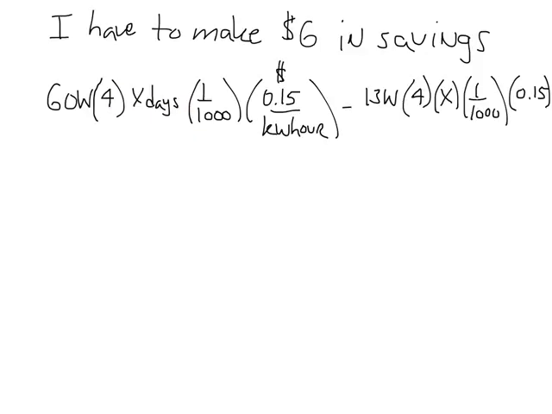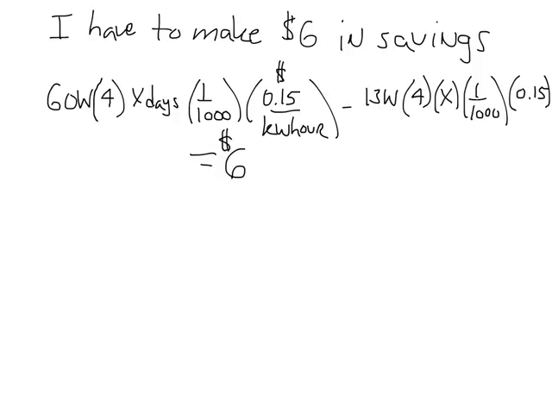this is the cost of the bulb that is more expensive to use but cheaper to buy. This is the cost to run the one that's cheaper to run, like the compact fluorescent. All that equals $6, right? That's what I have to save.